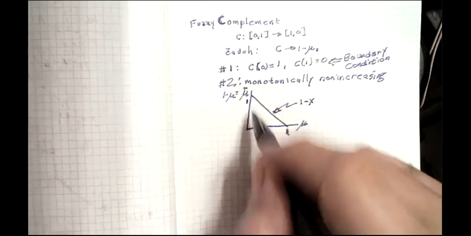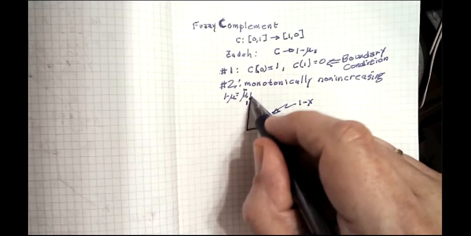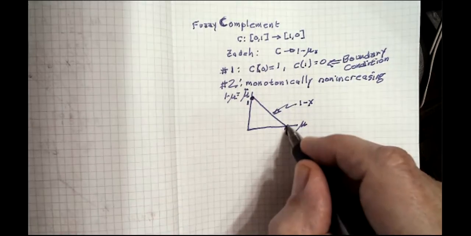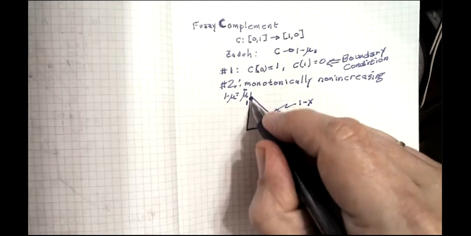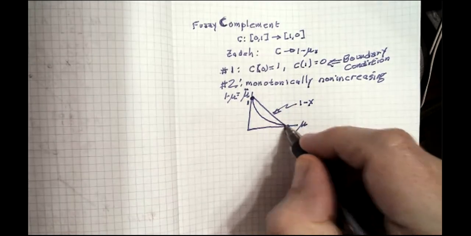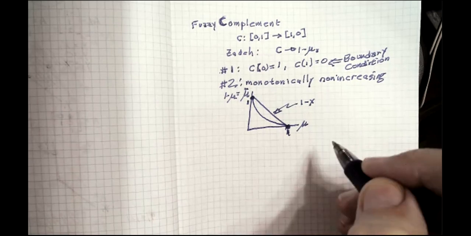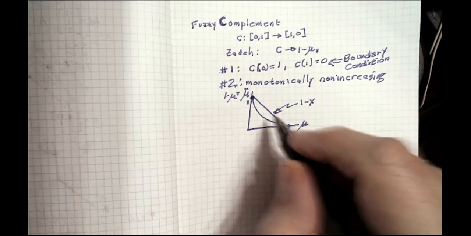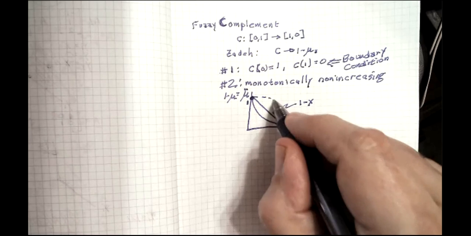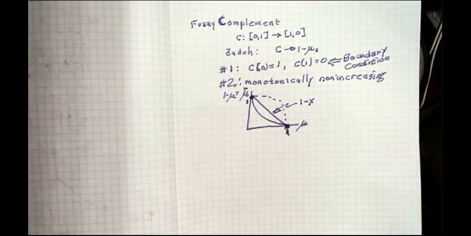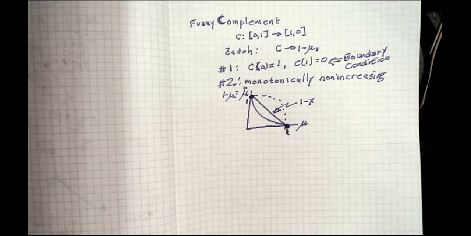So for the first 2 axioms, as long as we, first of all, cement these 2 guys down, we could also have something which comes down like this. That would be okay because that's monotonically non-increasing. Or we could have another complement which goes like this. That's monotonically non-increasing. So all of those are okay and meet the first 2 axioms.